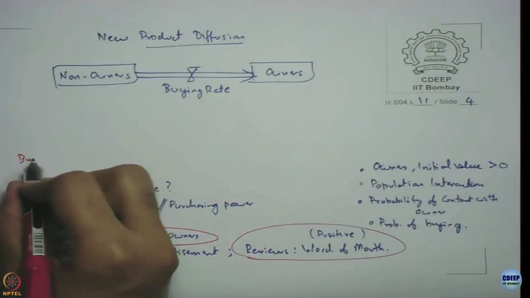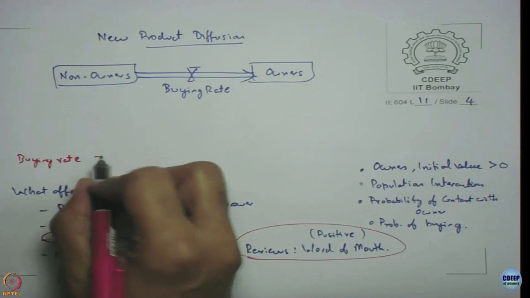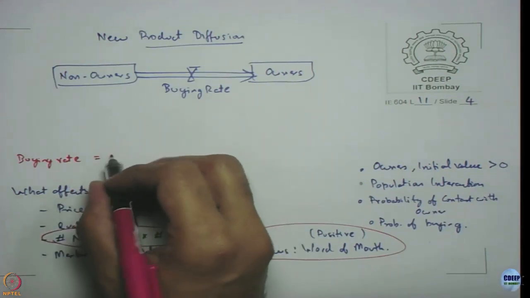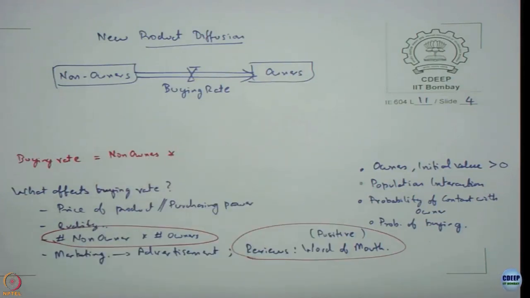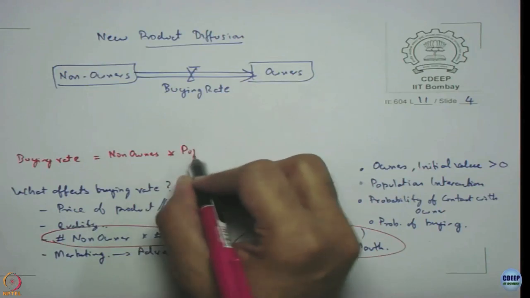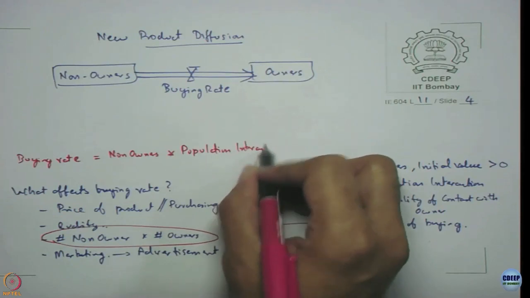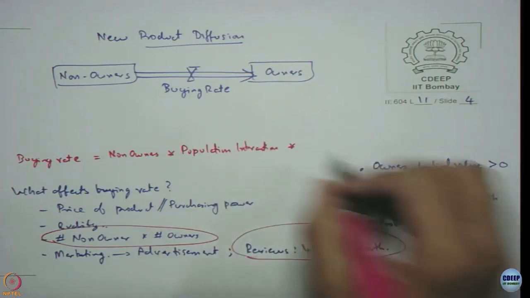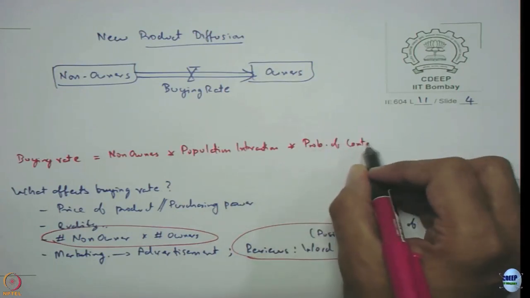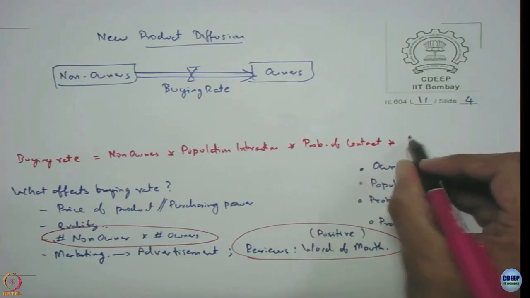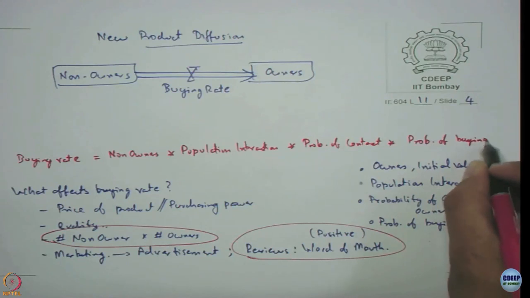So you are going to define buying rate as non-owners multiplied by population interaction multiplied by probability of contact multiplied by probability of buying.